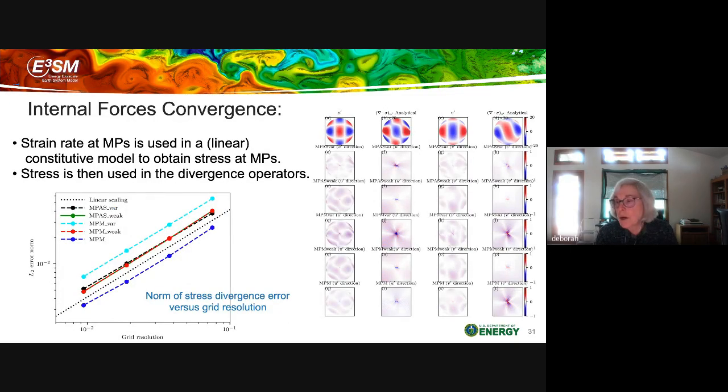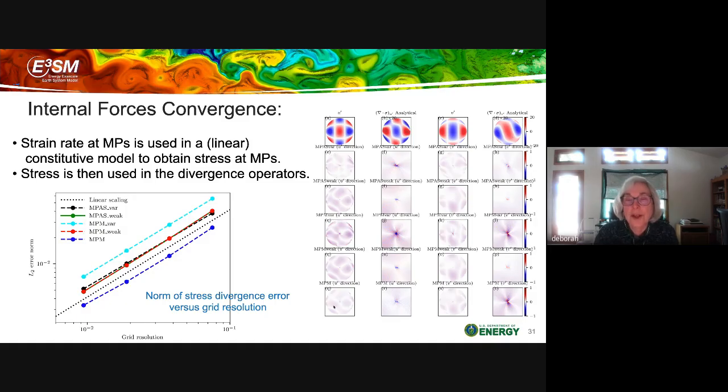Okay, a quick analysis of the force calculation divergence. So again, assign velocity, get strain rates, reconstruct on the mesh, get stresses. And in this case, for stresses, we just assign the strain rate to the stress, so no constitutive model. And then take the divergence of that field, which we can compute analytically. So here's the analytical divergence of stress.